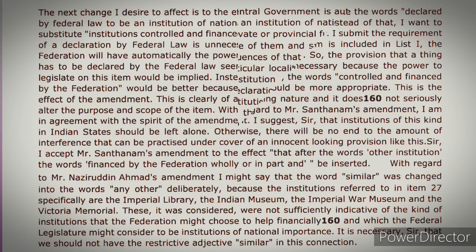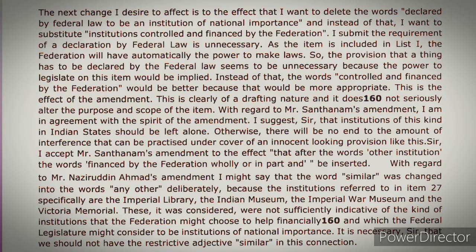The next change I desire to effect is that I want to delete the words declared by federal law to be an institution of national importance. Instead of that, I want to substitute institutions controlled and financed by the federation. I submit the requirement of a declaration by federal law is unnecessary as the item is included in list 1. The federation will have automatically the power to make laws, so the provision that a thing has to be declared by the federal law seems to be unnecessary because the power to legislate on this item would be implied. Instead of that, the words controlled and financed by the federation would be better because that would be more appropriate. This is the effect of the amendment.